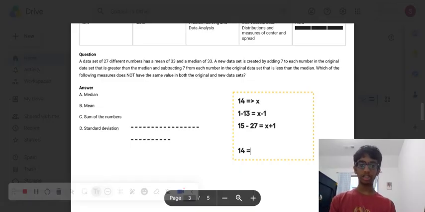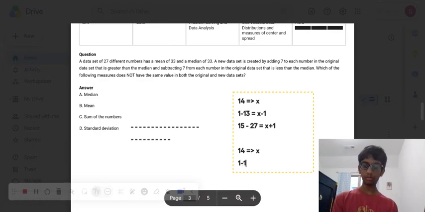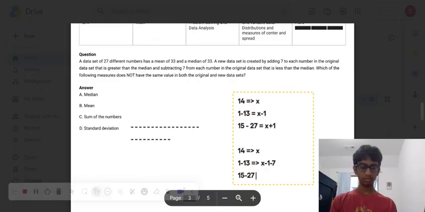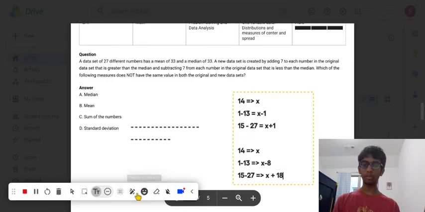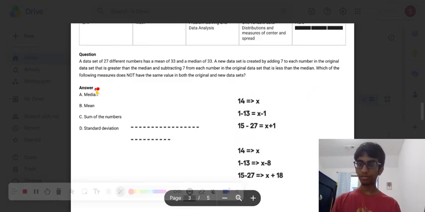So in the new set, number 14 will still be x, because that's not being changed. Only the numbers before and after are being changed. Numbers 1 through 13 will have the value x minus 1 minus 7, and numbers 15 through 27 will have the value x plus 1 plus 7. So this is just x minus 8 and then x plus 8. You already know that the median is going to stay the same because it's still x.